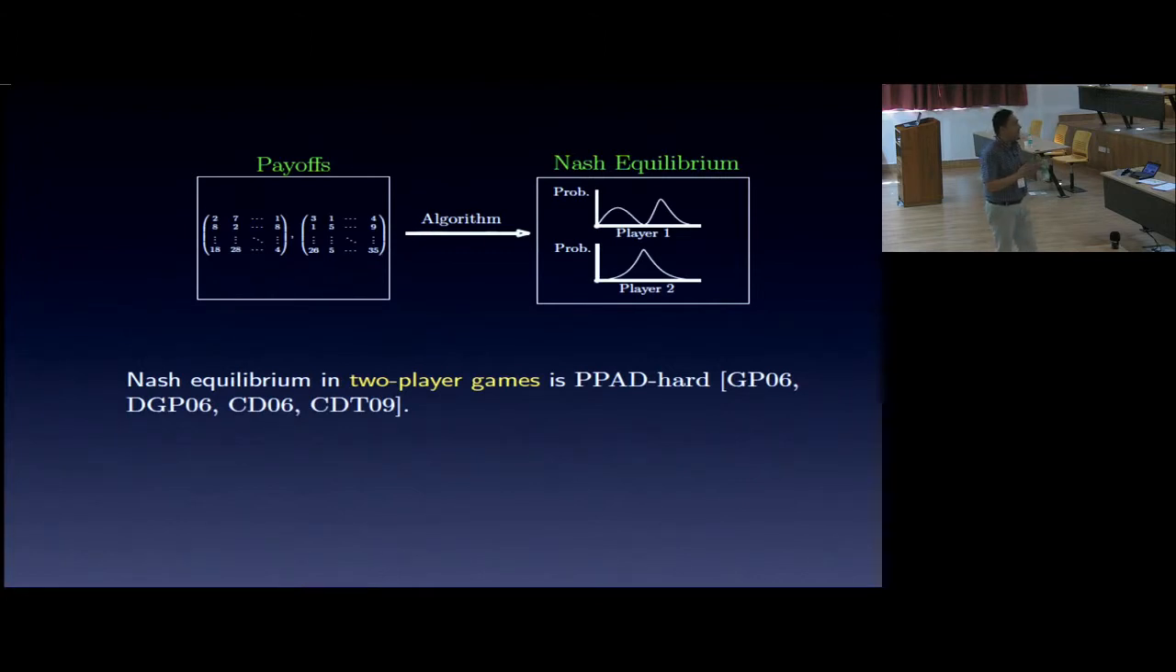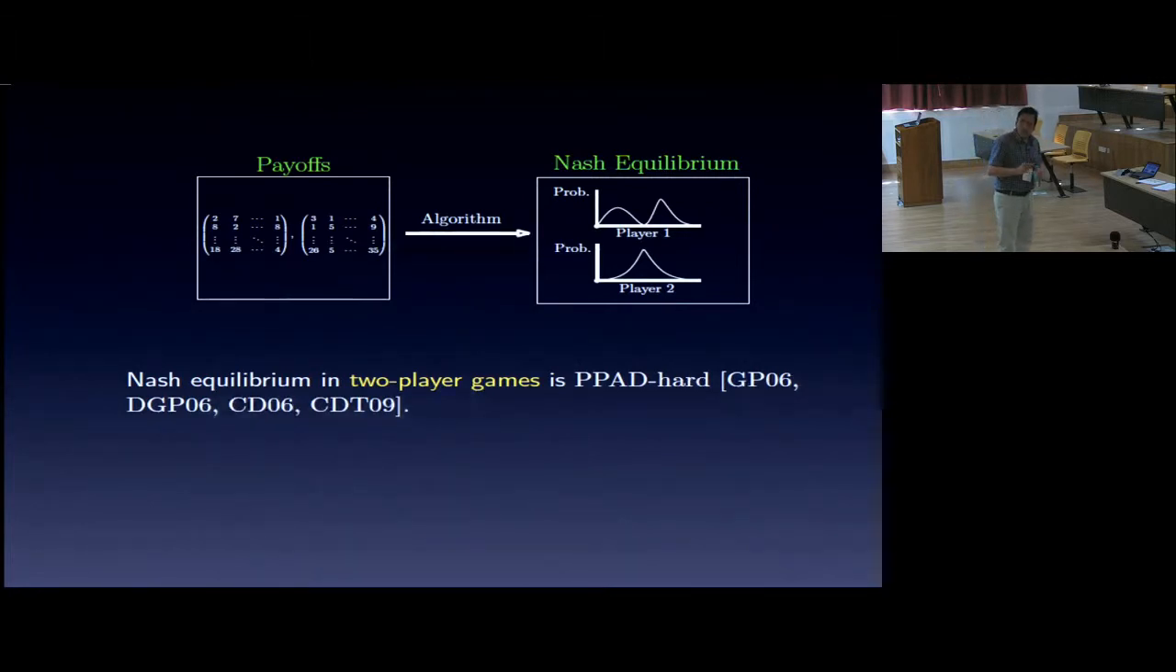So the most fundamental model of strategic interactions, you have just 2 players, 2 strategic agents. Even then, finding a Nash equilibrium is a computationally hard problem. That is, it's unlikely that there exist polynomial time algorithms that, given these payoffs, can find these distributions efficiently, can find these Nash equilibria efficiently.